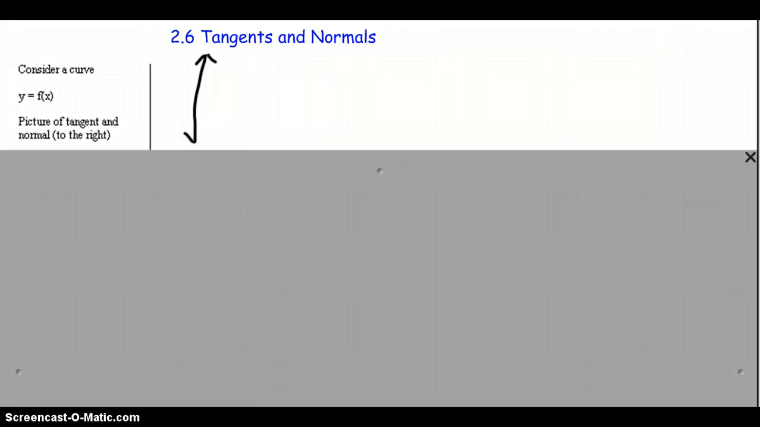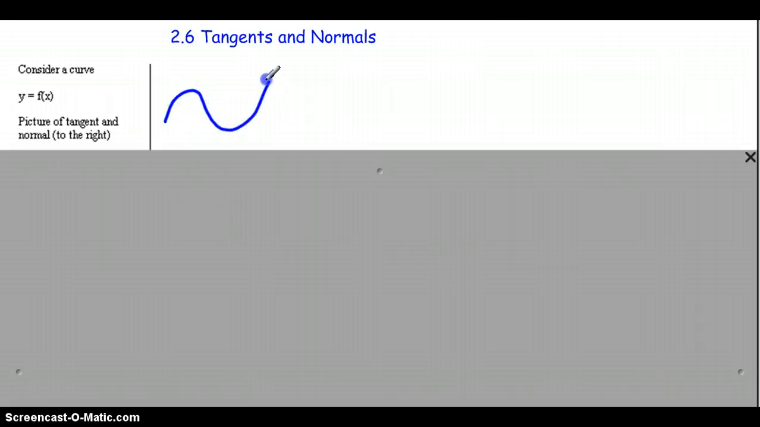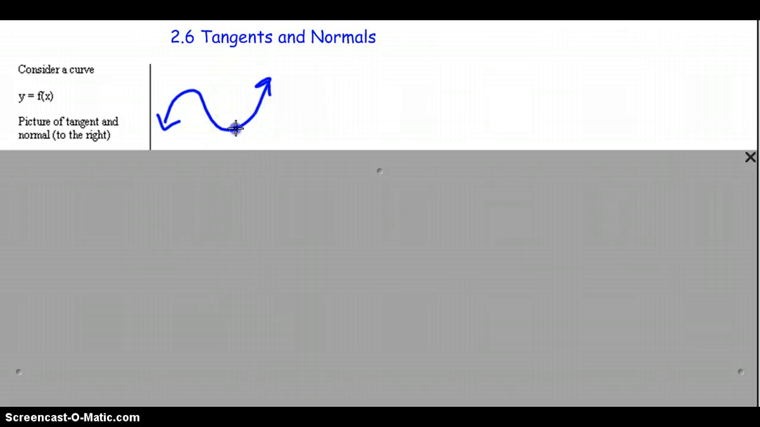So if you just consider a function, and you can draw any kind of function that you would like, I'm going to go ahead and draw a polynomial. And I'm going to say, if I have a function that has a tangent at this point, that's my tangent line.